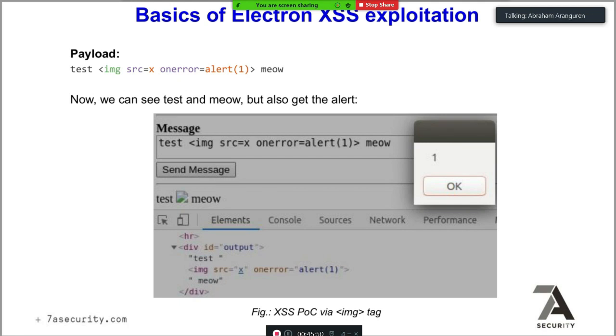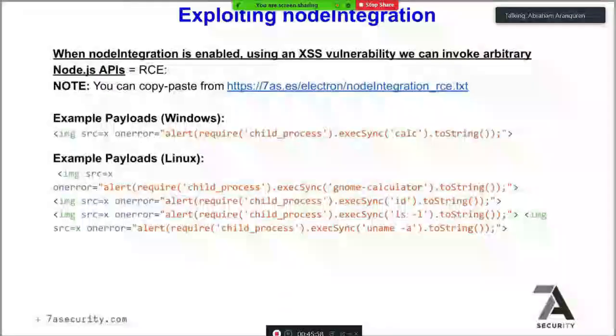So on the development tools, we still see that the HTML has been rendered, but we get alert one, right? As I explained before, this application has node integration enabled. This means with this XSS, we can access all the Node.js functionality, which means we have remote code execution.